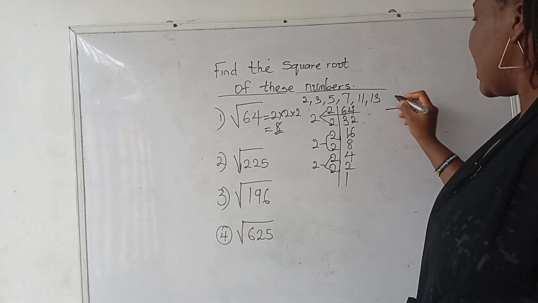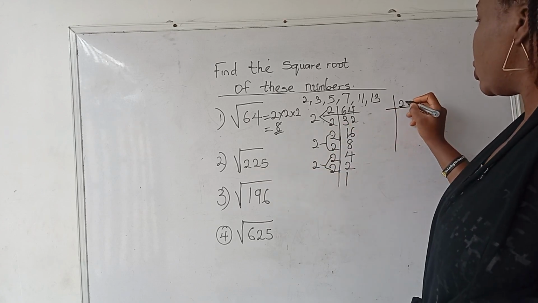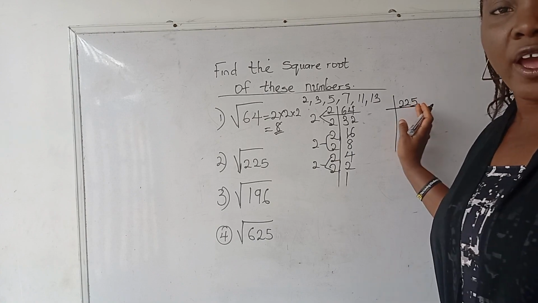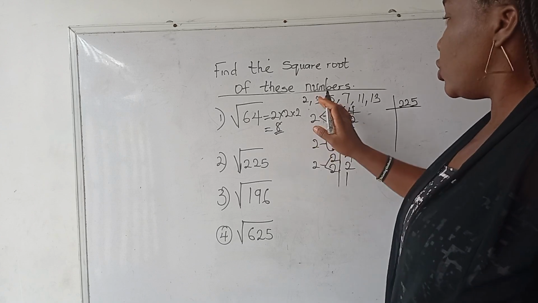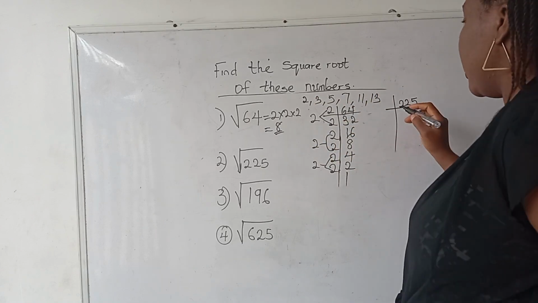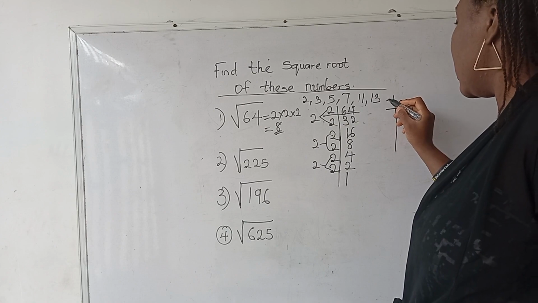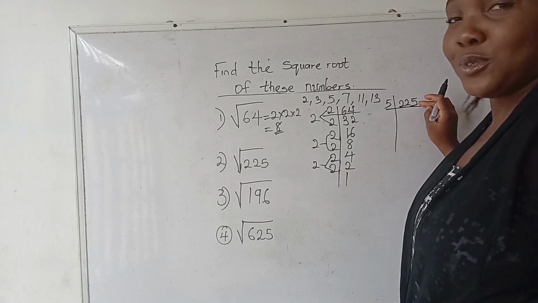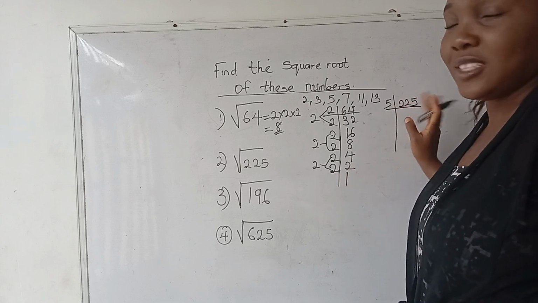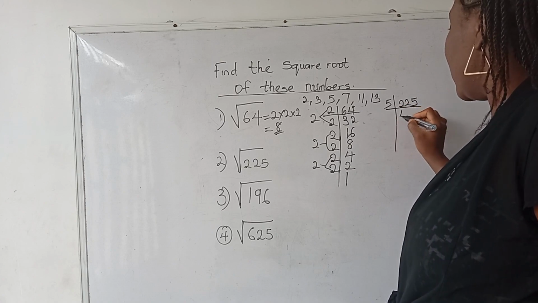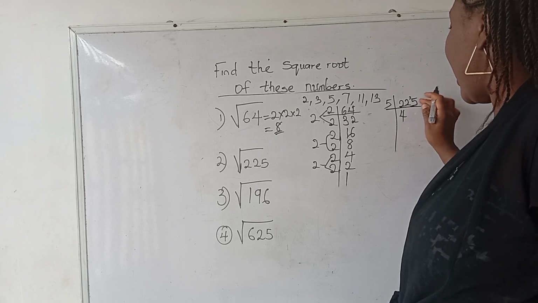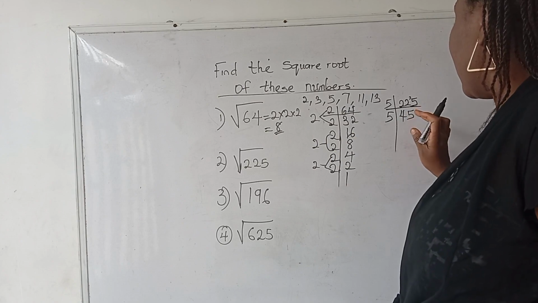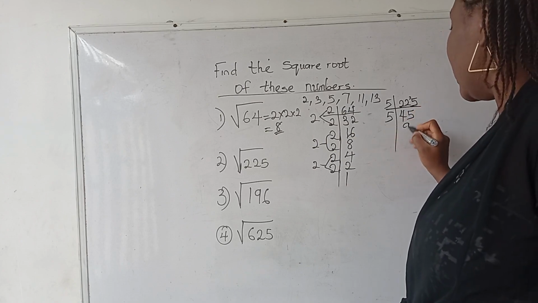So let's look at the next one. We have 225. We're going to divide using one of the prime numbers here. We're going to start with 5. Looking at this number, you know that 5 can divide this. 5 into 22 gives 4, remainder 2. 5 into 25, here we have our 5. So we can use our 5 again. 5 into 45, you have your 9.